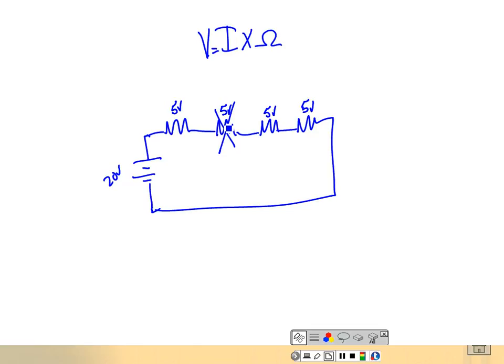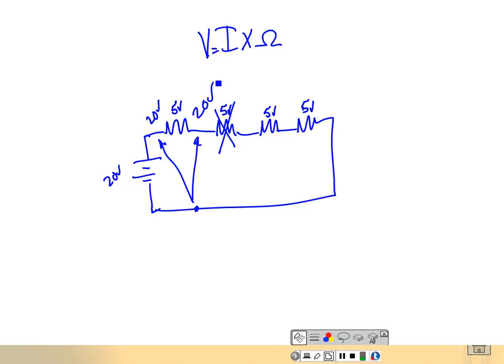If it drops no volts, that means if I measured relative to common right here, if I call this common, and I measured on this side, I would have 20 volts. What would I have if I measured on that side? I'd have 20 volts. It drops no volts. There is no I. If there's no I, there's no what? I don't care how big the resistor is. If you have no I, you have no V.